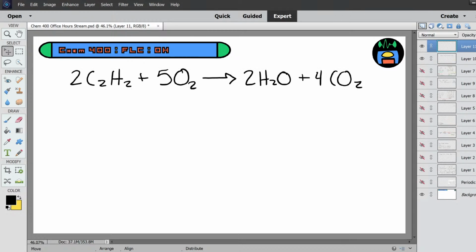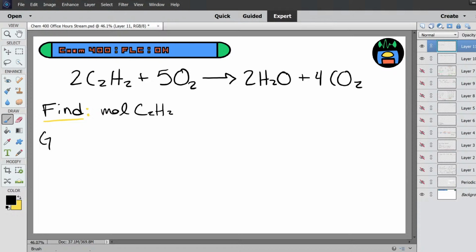So in this problem, again, every new problem you tackle, you want to start by identifying what you're trying to find. And in this problem, let's see, they want us to determine the moles of acetylene, C2H2. All right, so we're trying to find moles of acetylene.